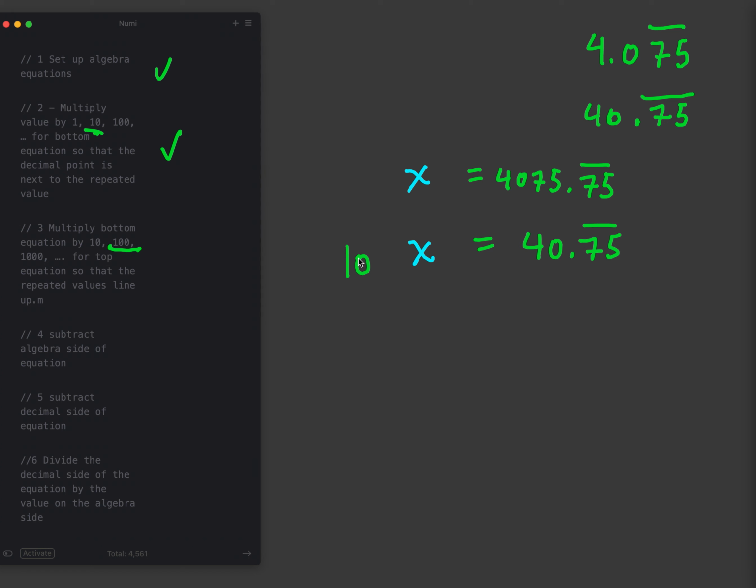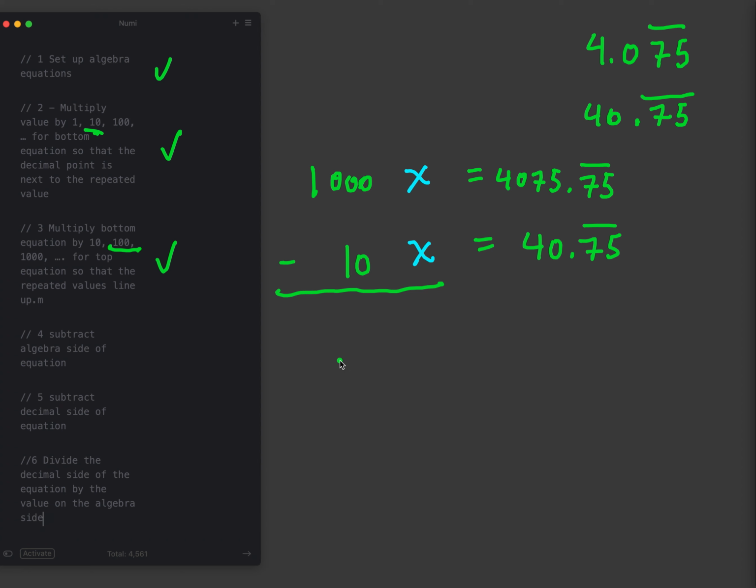So I'm going to do 10 times 100 because I did 40 times 100 gave me 4,075. 10 times 100 is actually going to give me 1000x. And that is the end of step 3. That's kind of the hard part of the equation. If you can get through steps 2 and 3 especially, then steps 4, 5, and 6 should not be too much of a problem. So we'll subtract the algebra side.